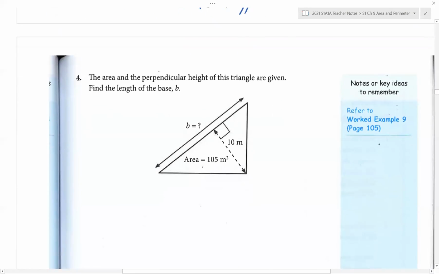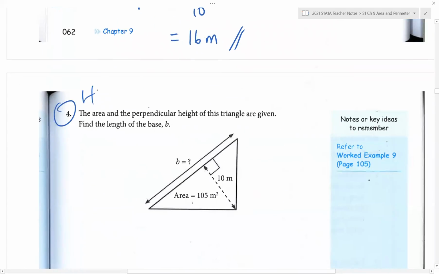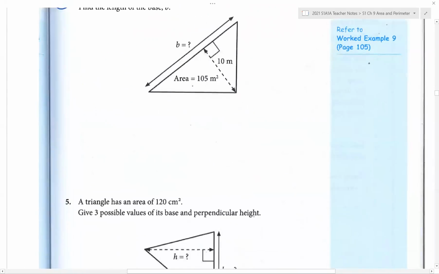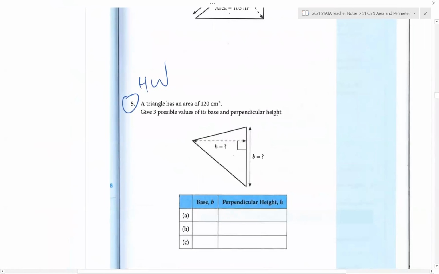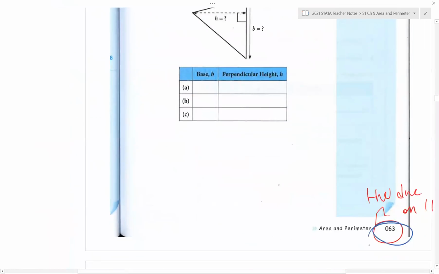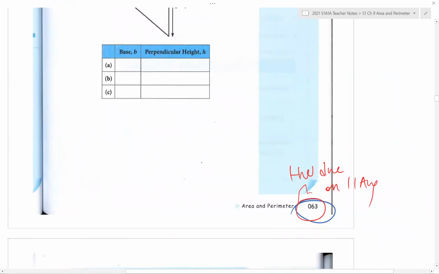Okay, questions 4 and 5. These two will be your homework. Yes. Okay, so this page 63 is still a homework due on 11 August. Any questions? 11 August is on Wednesday after the National Day holidays.